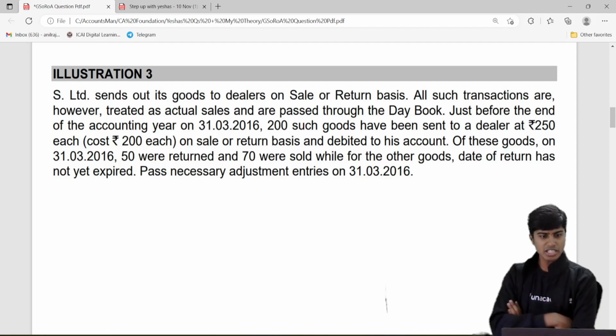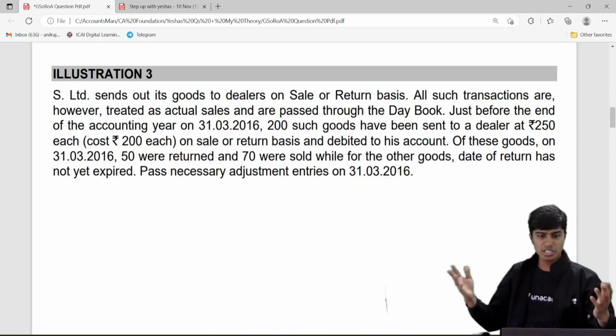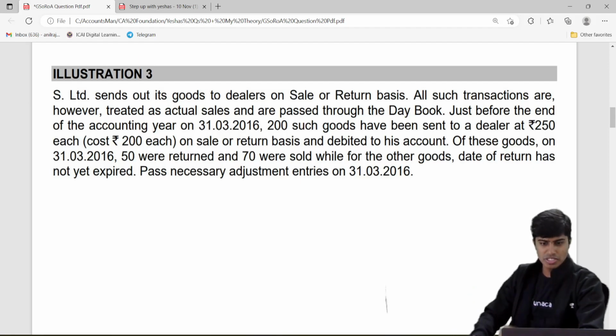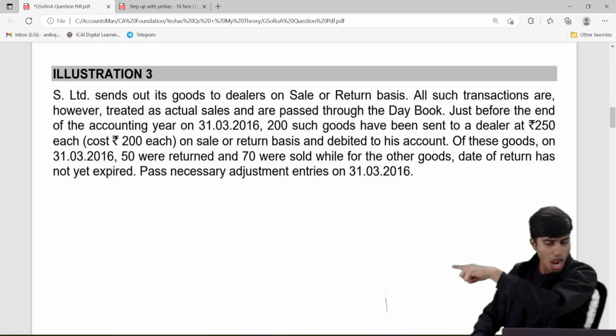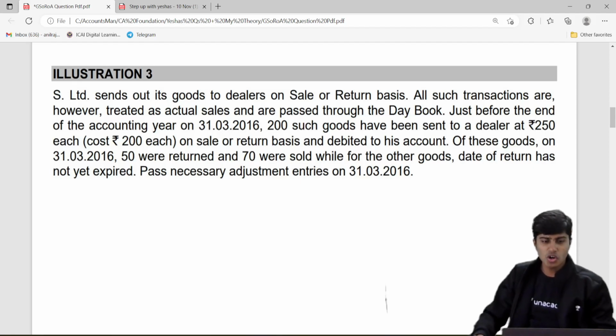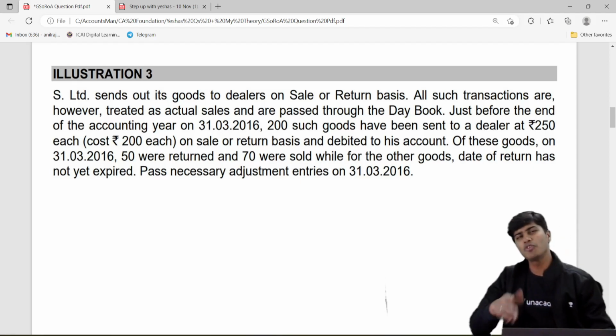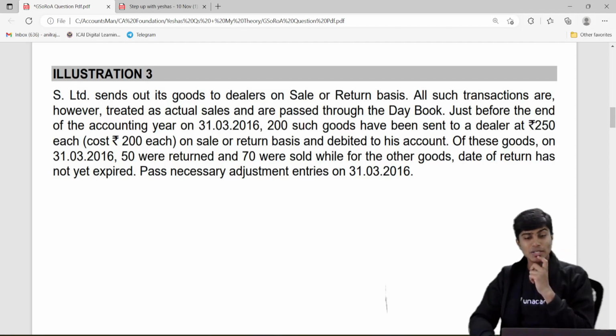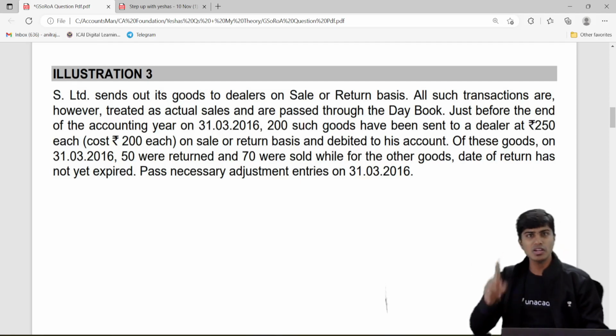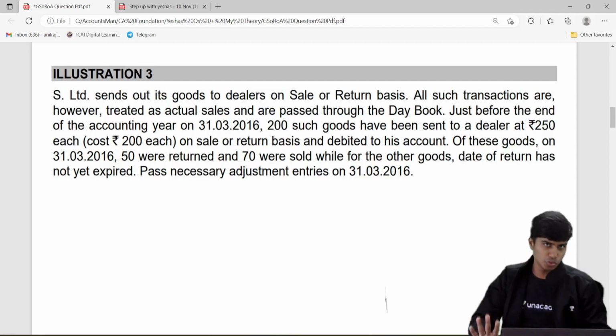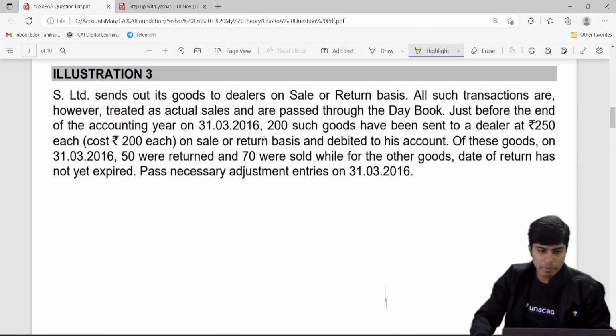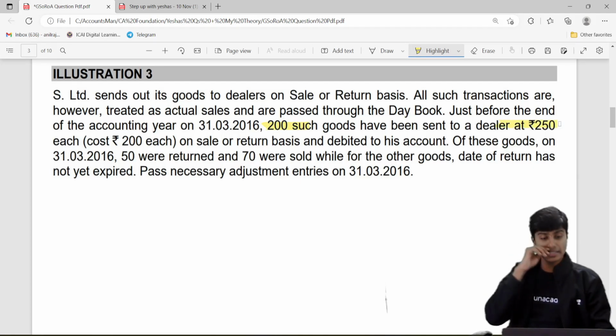Just before the end of the accounting year, 31st of March 2016, 200 such goods have been sent to a dealer at 250 rupees each. Cost is 200. Let us now write this sale entry. They've sent 200 cases, selling price 250, cost 200. Ignore the cost of 200 for the time being. Multiply 200 with 250 and write it as sales.